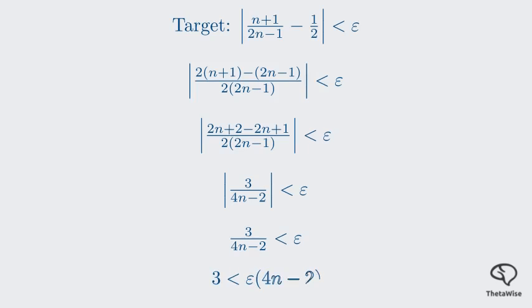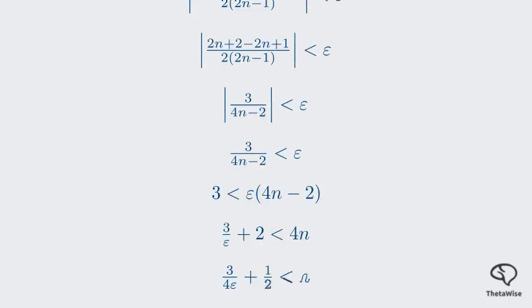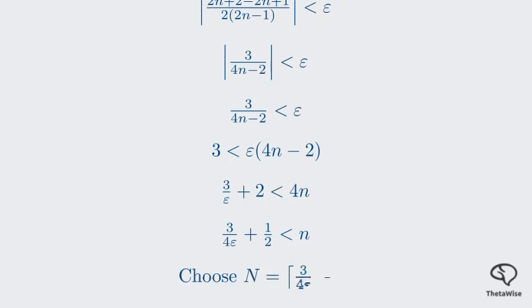Now we solve for n. We find that n must be greater than 3 over 4 epsilon plus 1/2. Therefore, the correct N to choose is the ceiling of 3 over 4 epsilon plus 1/2. My apologies for the error, but I hope seeing the correction process is a valuable part of building your mathematical maturity. It's a reminder that even mathematicians make mistakes, and finding and correcting them is a crucial part of the learning process.